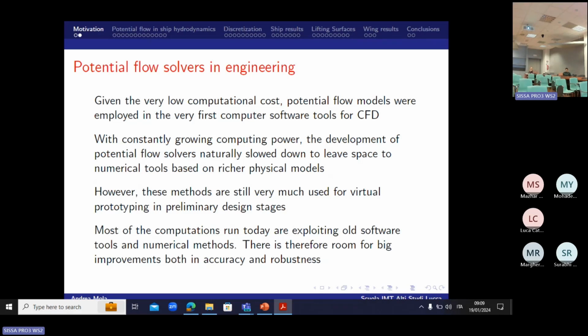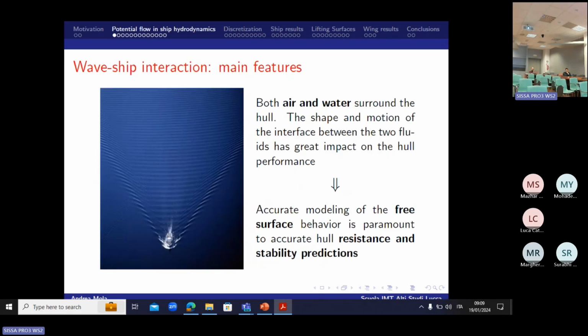I've been using these methods for quite some time, and I noticed that engineers use a version of these methods that are based on mathematical numerical models that are very old and that can be very much improved. So this talk will be about two problems, the wave-ship interaction for naval engineers and lifting surfaces fluid dynamics, that I have been working on, on and off, in the last 10 years, and benefited a lot from new mathematical methods to refresh the old softwares.